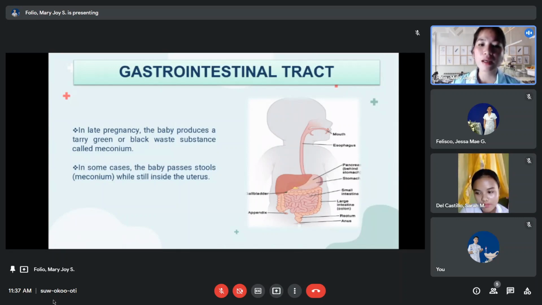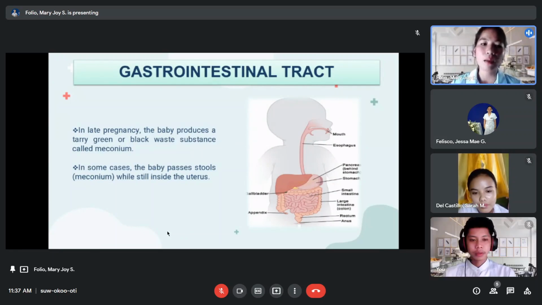And before the baby starts to feed and digest milk or formula, in some cases the baby passes meconium while still inside the uterus. So this can happen when the babies are under stress due to the decrease in blood and oxygen supply.